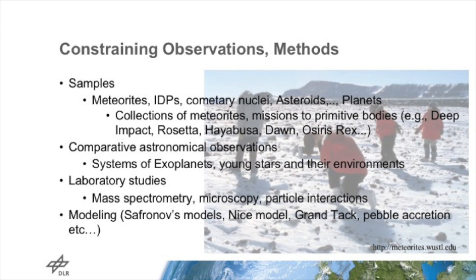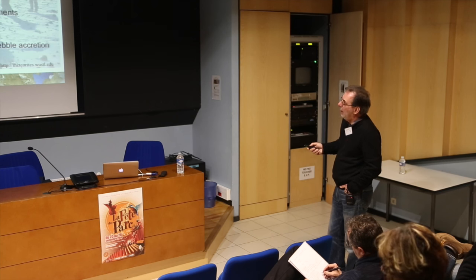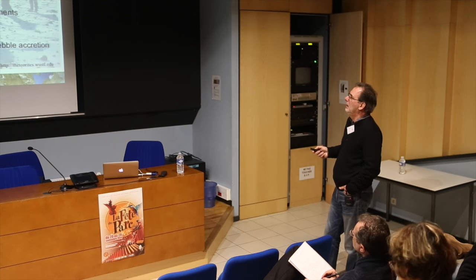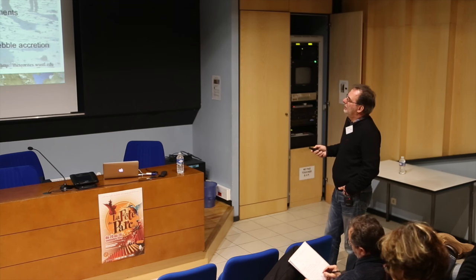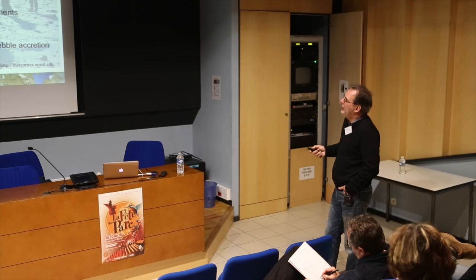Now there are collections of meteorites that are of course available, and here in the background you see people collecting meteorites in Antarctica. So they're still on the search and on the hunt for these rocks. Missions to primitive bodies, like for instance Deep Impact, our Rosetta mission that will end this year, have implications for planetary formation models.